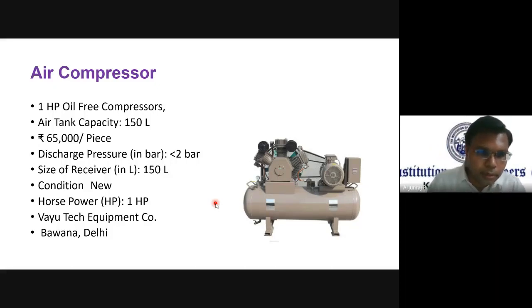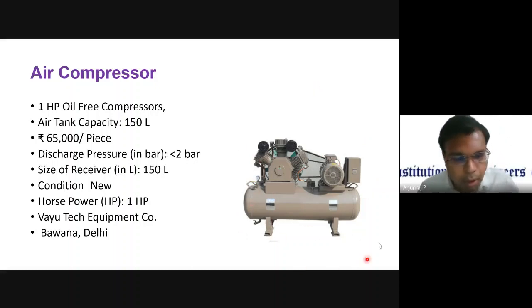When you have an air compressor which is having the capacity of 150 liters, the cost is going to be 65,000 per piece. And you have the discharge pressure in terms of bar will be less than 2 bar, and the receiver size is 150 liters, and the overall horsepower is going to be 1 horsepower, and this air compressor is being manufactured by a company called Dpk Equipment Company. It's located in Delhi, place called Bhavana.